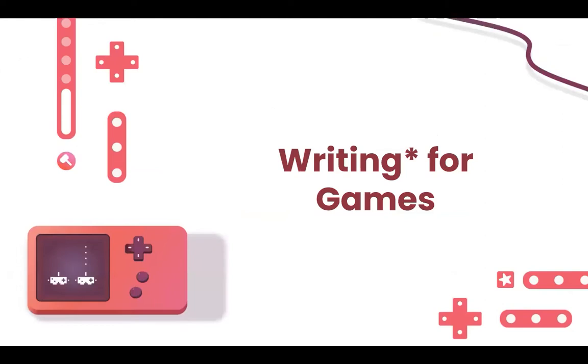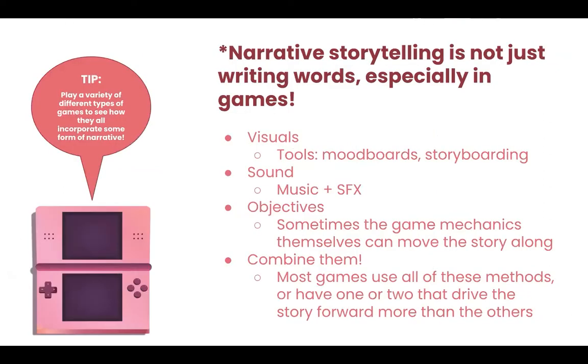So that brings us to what is writing for games and what does it look like? And I have the asterisks here because narrative storytelling is not just writing words, especially in games. And my tip I have for you before we move on is to play a variety of different games to see how they all incorporate some form of narrative, such as visuals, and some tools you might want to use for that would be mood boards, storyboarding. This would include the graphics of the game, the overall aesthetic look of it, and how that contributes to the story that you're telling. You can also tell a story through sound.